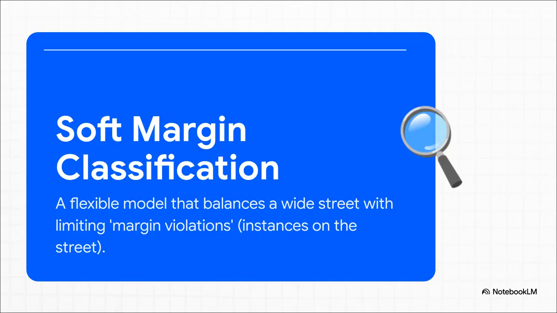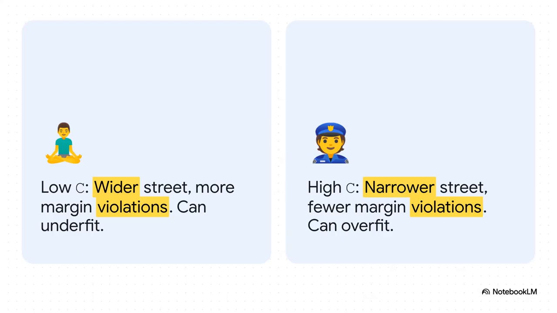The solution is to get a little more flexible. This is what we call soft margin classification. Now the model has a new goal. It still wants to find the widest street it can, but it's willing to strike a deal. It'll tolerate a few points being on the street or even completely on the wrong side. We call those little errors margin violations. And we control this trade-off with a really important tuning knob called the C hyperparameter. Think of C as a strictness style.